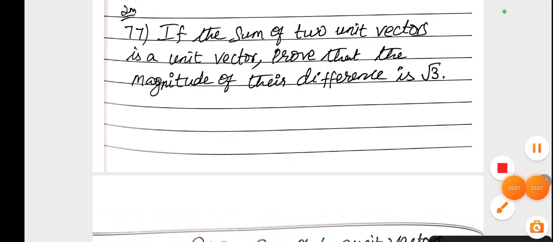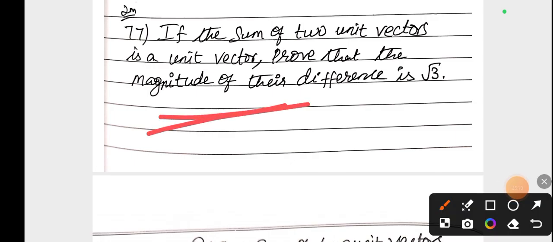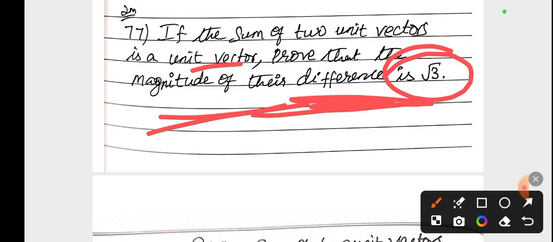Then for 2 marks: the sum of 2 unit vectors is a unit vector. When you add 2 unit vectors, again you are getting a unit vector. The magnitude of the difference is root 3.